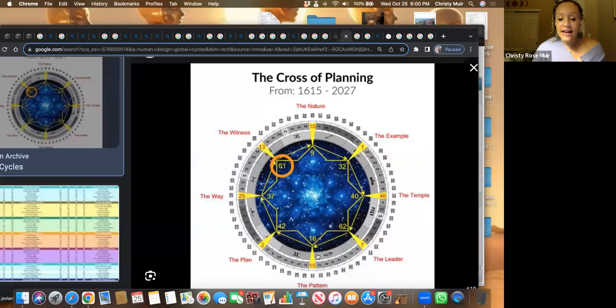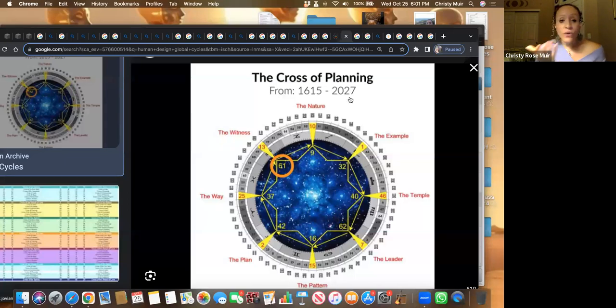You can see these axes here, the pattern and the nature, which we haven't touched on yet. Gate 13 will tell us the witness of humanity. So really, this is the perspective through which we understand the events of history. The witness and the leader are on this axis here. And then Gate 10 is always going to tell us about the energy of the nature that we're here to embody. What is it that we're here to embody?